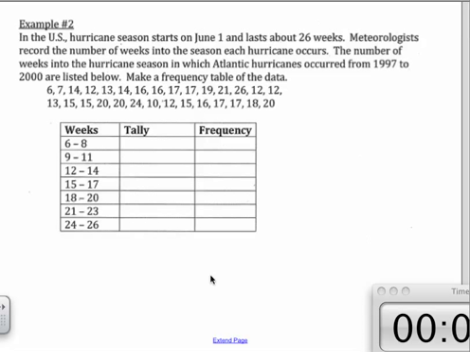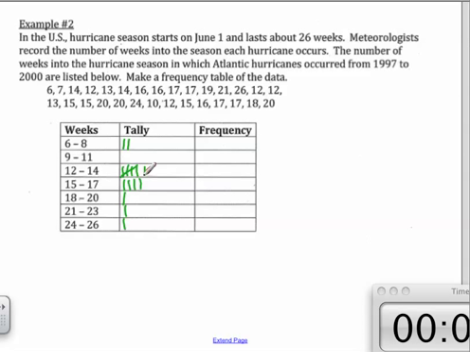The first one is 6, so I'm going to put a little mark there. The next one is 7, and then 14, and then 12. Are you doing this too? And then 13, you should be doing this too. And then 14 again, and now 16, that goes here, and then 16 again, and 17, and 17, 19, 21, 26, 12, 12. All right, I've done the top row.